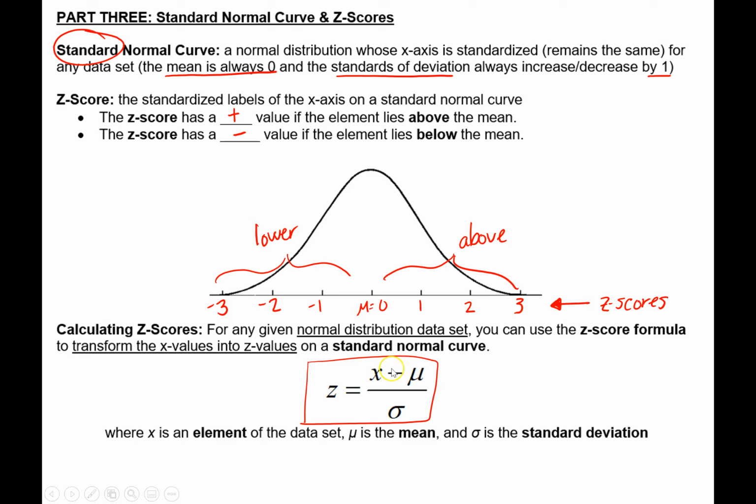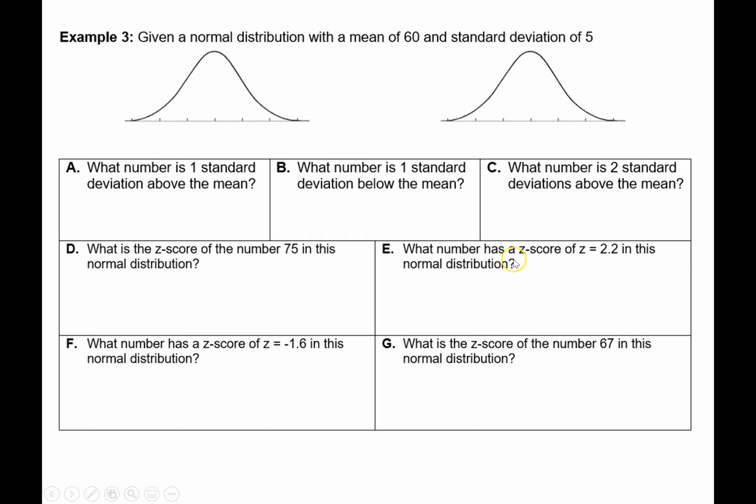So let's just do some practice with some z-scores, and then we'll look at one of those situations where we're asked to compare stuff that we otherwise couldn't easily compare. Okay, so we're given a normal distribution with a mean of 60 and a standard deviation of 5. So normally what that would mean is our mean is 60, and then we're going to count by 5s to get the rest of the x-axis.